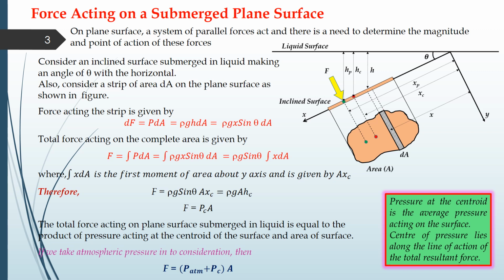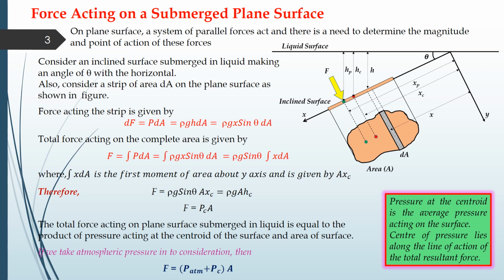On this plane surface we have a system of parallel forces that basically acts when it is submerged. First of all, we will derive the magnitude of the total force which will be acting on this inclined plane surface. Secondly, we will try to derive the point or line of action of the force at which this force is acting. So we will identify first the magnitude of the force acting on this surface and the line of action of that force.